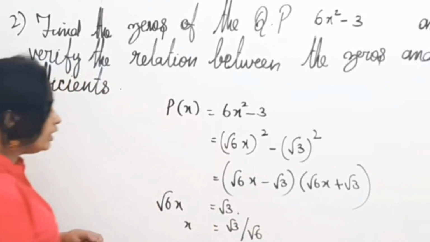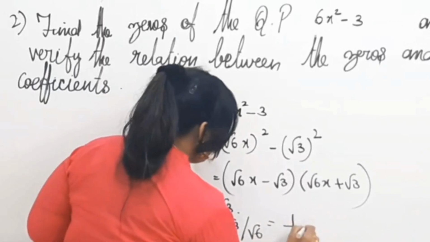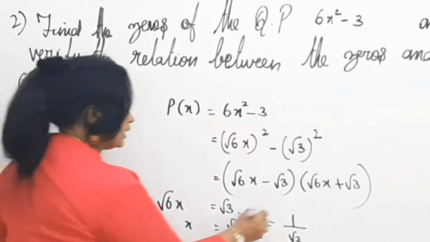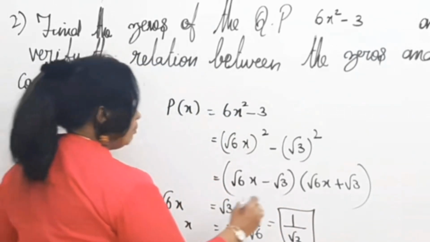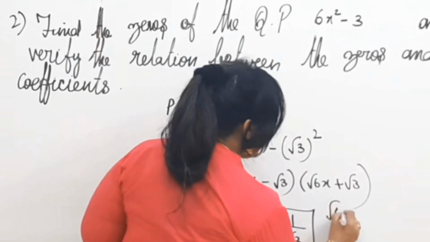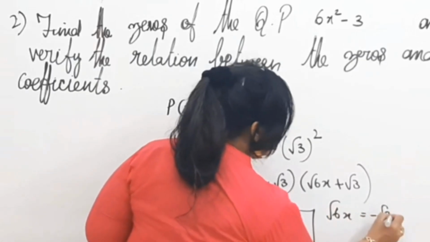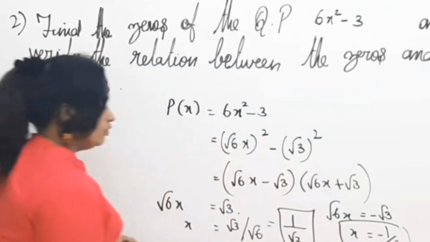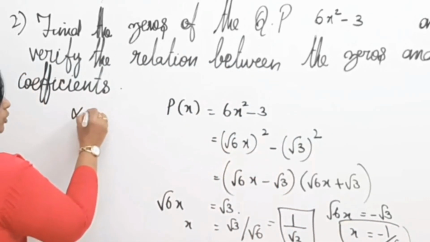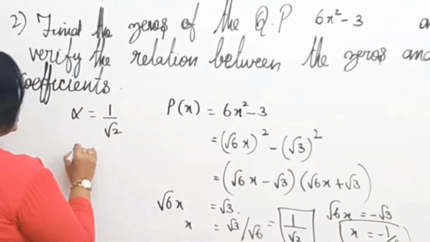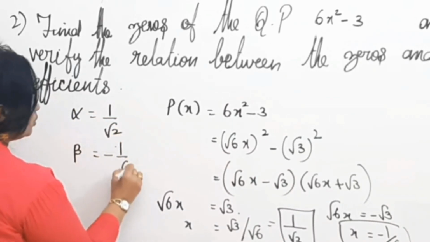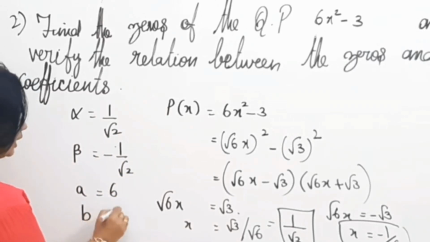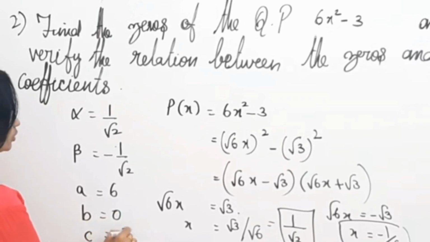So can we have root 3 by root 6 as 1 by root 2? Why? Because root 6 can be written as root 3 into root 2. Root 3 gets cancelled. So this is my alpha. And my next term is root 6x equal to minus root 3, so this is minus 1 by root 2. This is my beta. So I got my alpha equal to 1 by root 2 and my beta equal to minus 1 by root 2. Let me write my coefficients: a is equal to 6, b equal to 0 and c equal to minus 3.